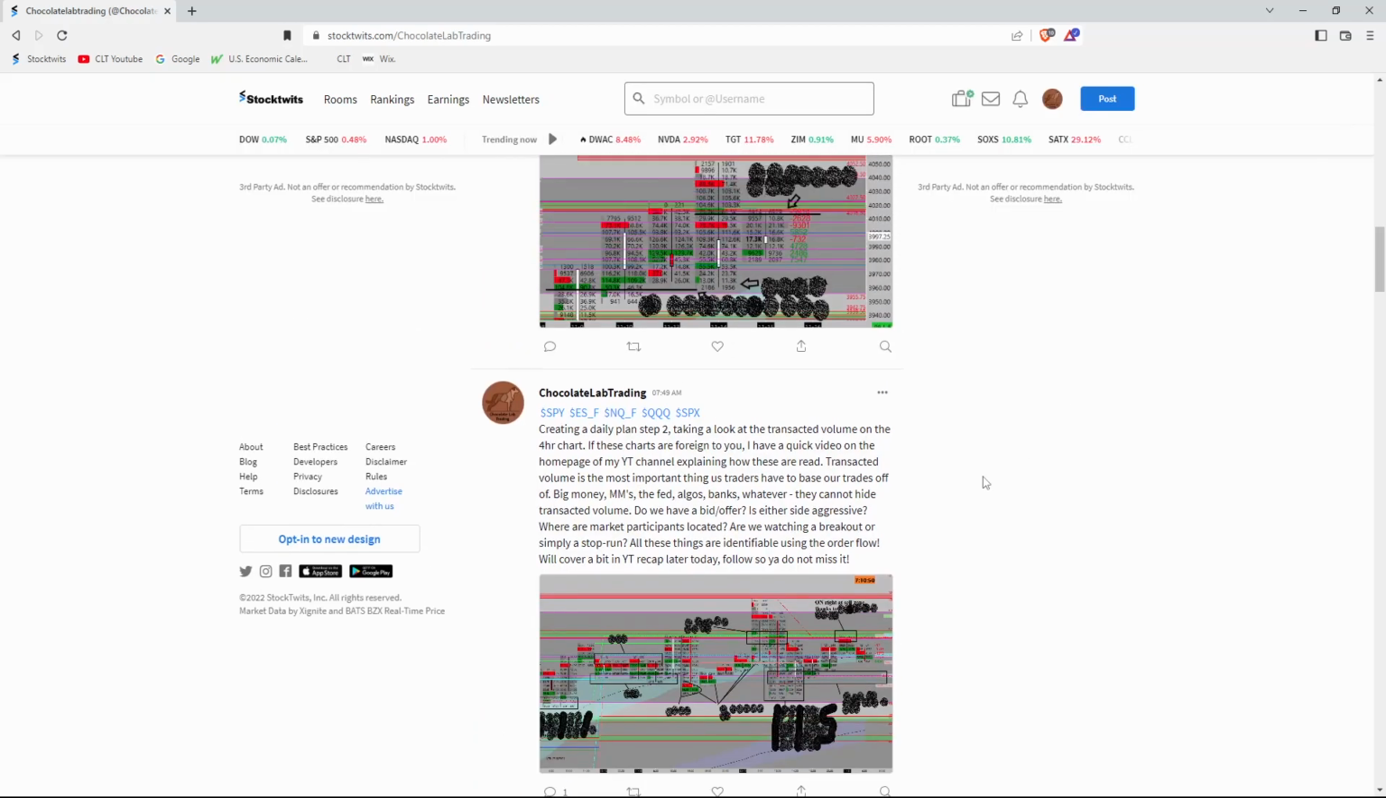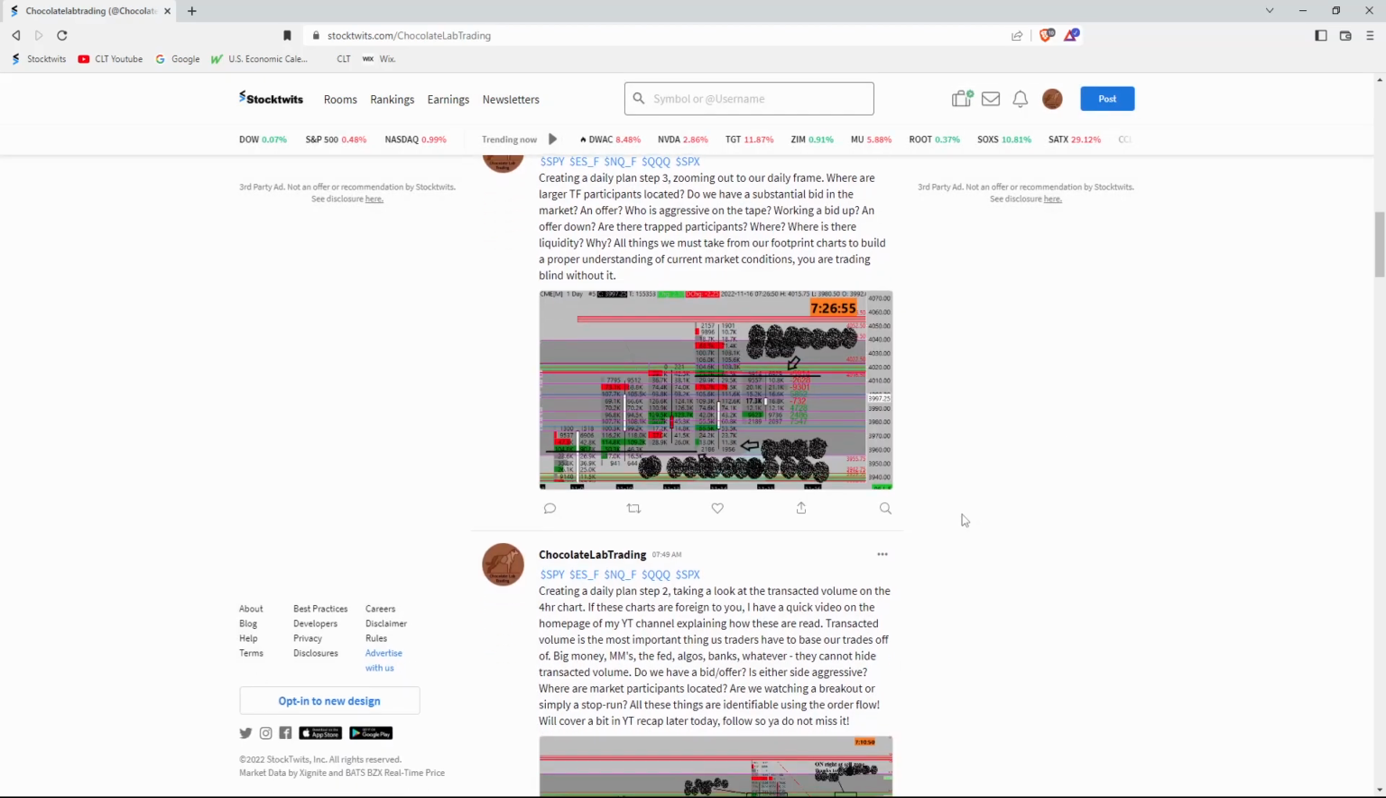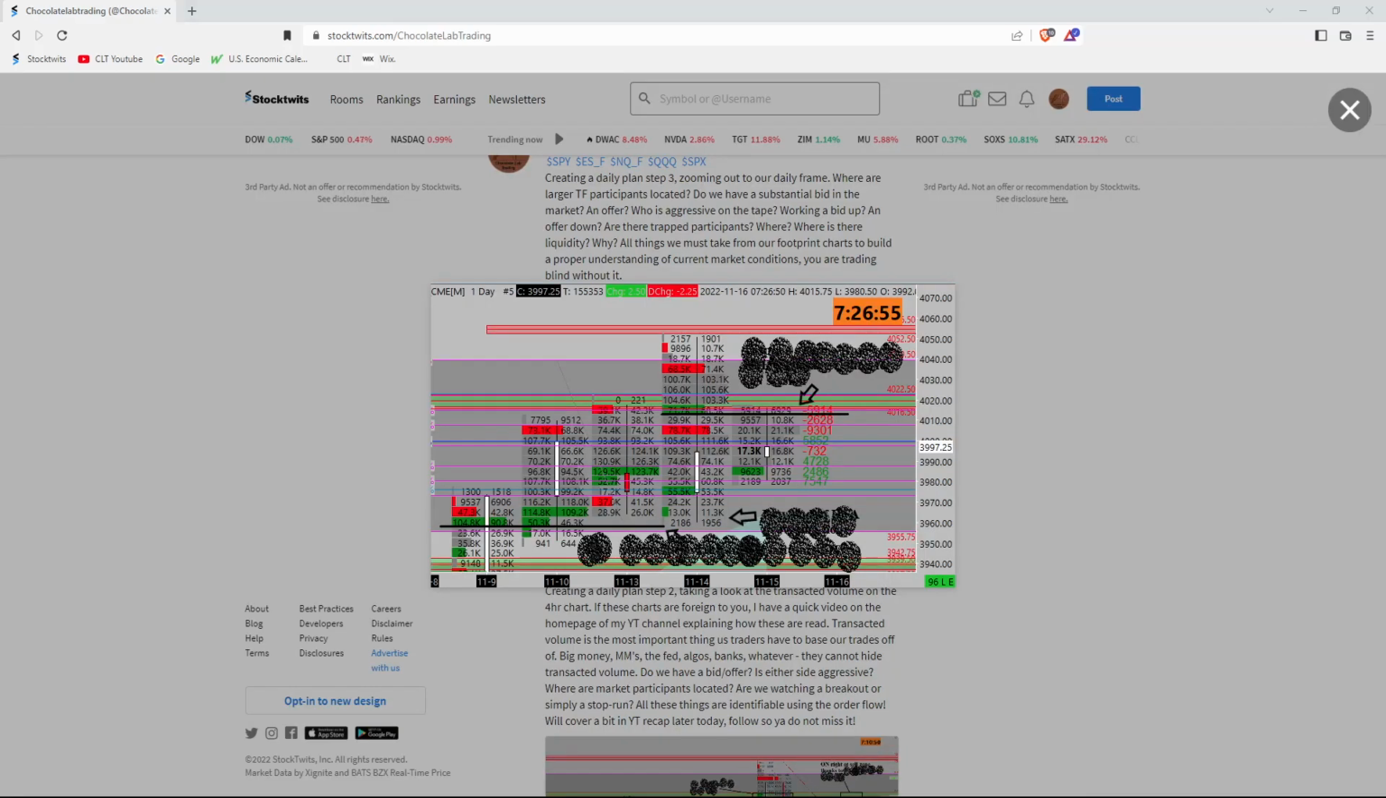So after the 4-hour chart, I'll go to my daily chart. And it's the same thing here, but we get to zoom out a little bit and see where larger time frame participants are located, right? When we're looking for trades, we want to see that the majority of volume is on our side, so we look at these volume distributions. If we want to be short, well, think about it. If you want to be short, how do you want a volume distribution to be like?